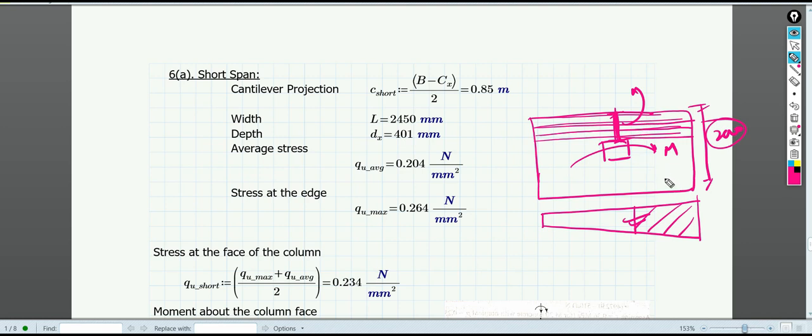This will be (Q max plus Q average) by 2, which is 0.234 Newton per mm square. So now you can see that the stress we have over here is the average stress. Now we are going to consider slightly more than that.